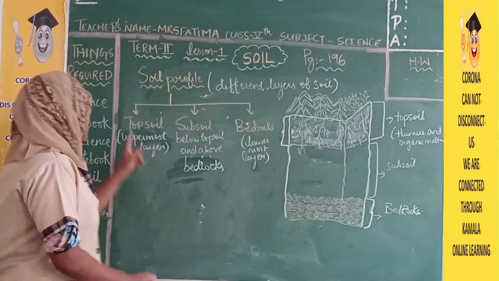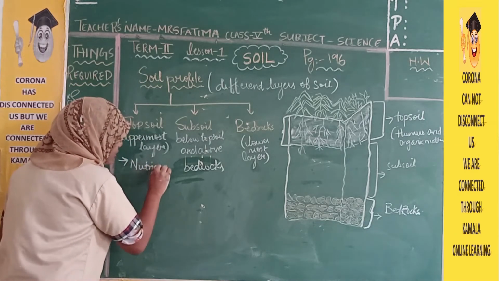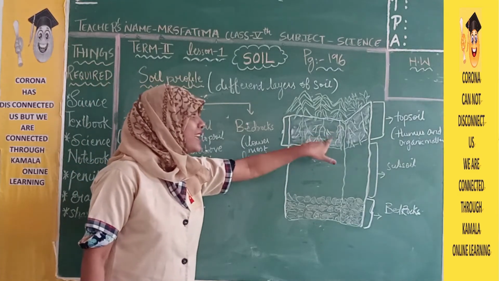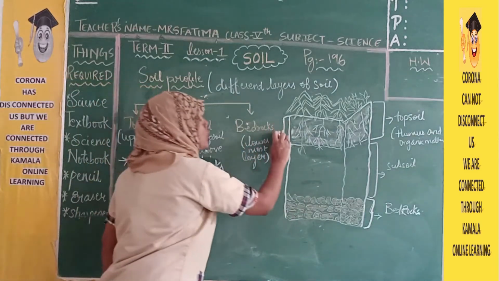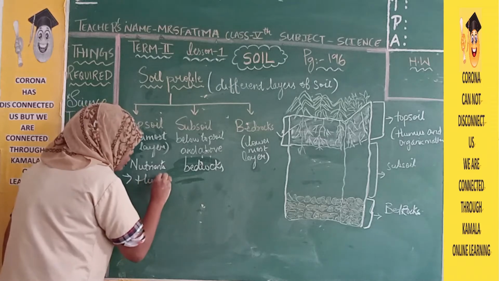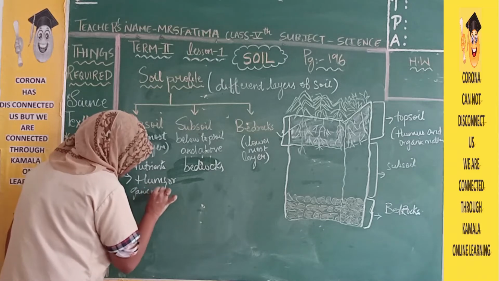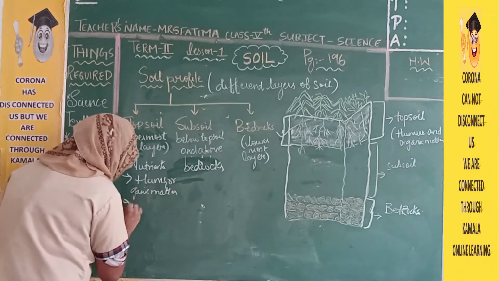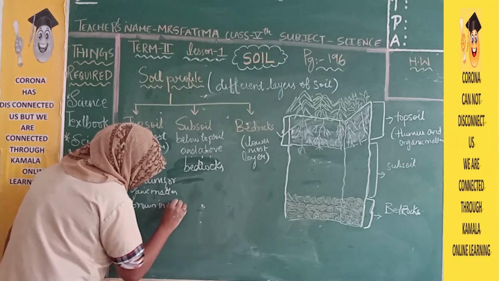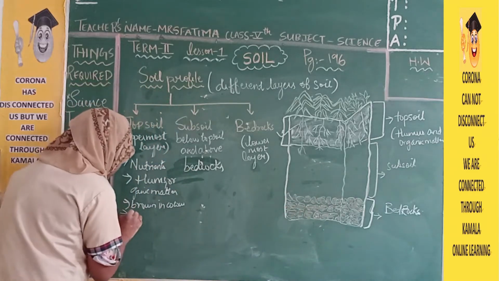So what have we learned? The top layer has nutrients. Which one is the top layer? Topsoil. The first layer is topsoil. This layer has nutrients, humus and organic matter. It is brown in color, children, or dark color. It is dark compared to these two layers.